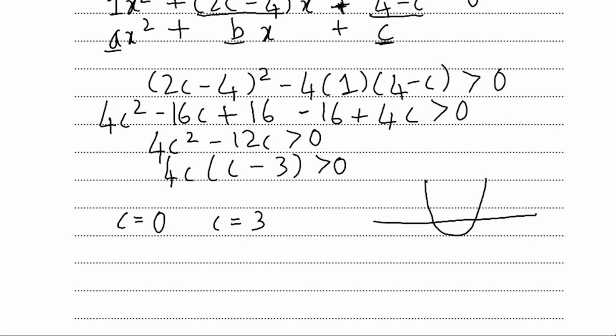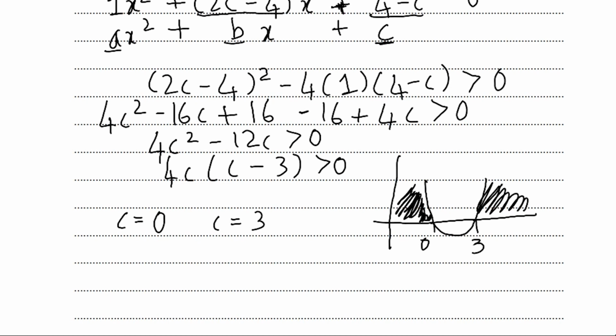Okay, now we have two answers, one is 0 and one is 3. So we'll mark 0 and 3. Now suppose there is a graph and we are asked to find the values of x for which y is positive. Okay, this is the y-axis and this is the x-axis. So we can obviously say the values for which y is positive is when x is less than 0 and when x is greater than 3.